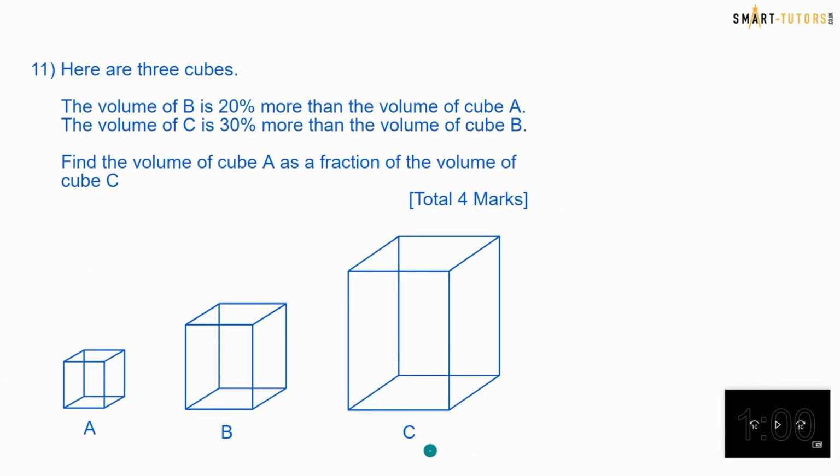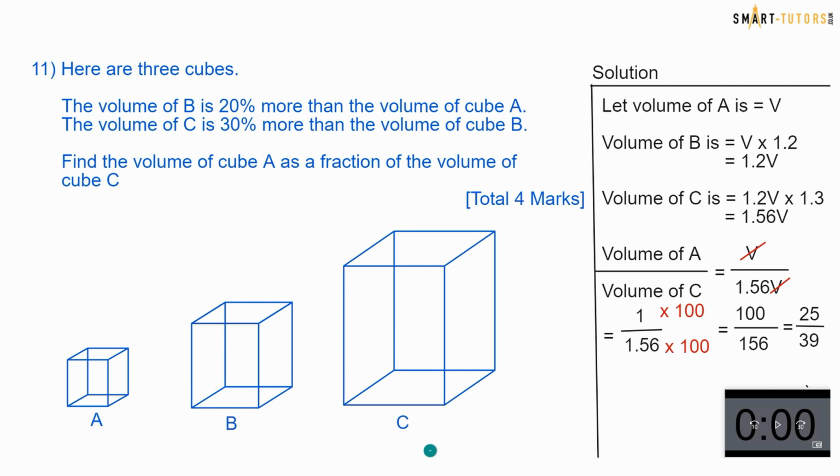This is question number 11. Here are three cubes. The volume of B is 20% more than the volume of cube A. The volume of cube C is 30% more than the volume of cube B. Find the volume of cube A as a fraction of the volume of cube C. The total is 4 marks. I will give 1 minute to do this question. The answer for the question is 25/39.